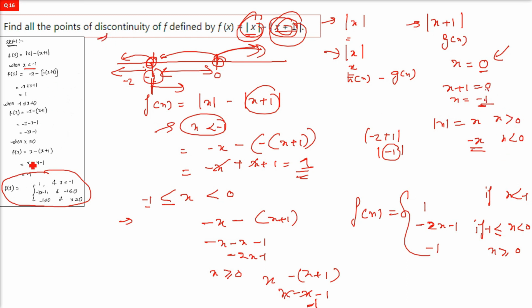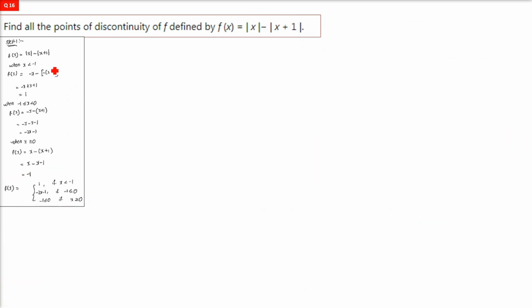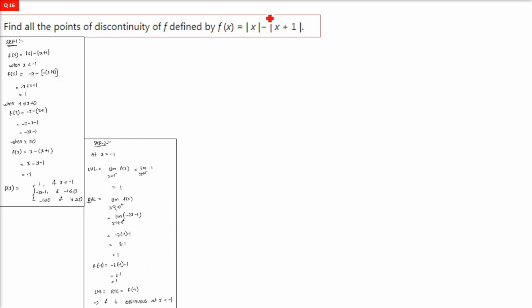Step 2 is we have to check for 0 and minus 1, because the question is asking all about the points of discontinuity here. So we'll do minus 1, we'll do 0. You can check 0 first or you can check minus 1 first, so it's up to you. So x equals 0, x equals minus 1, where the function is going to get some discontinuity. So let us check at x equals minus 1. So x is minus 1.